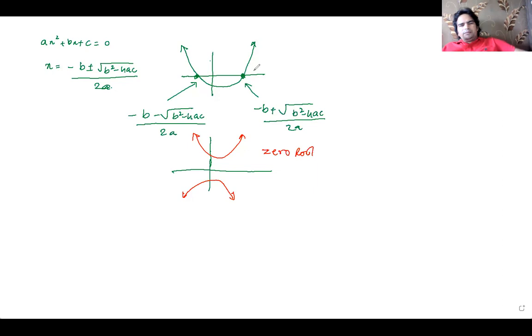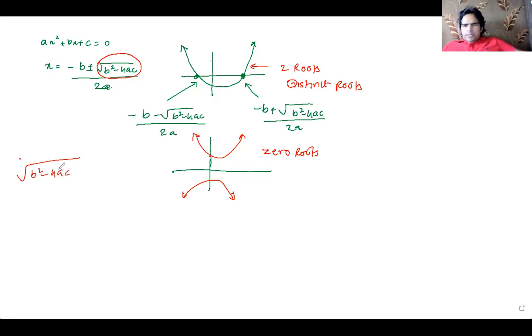Here we have two roots, two distinct roots. So what is the thing that makes this different from the other graph? Number one, when you look at a quadratic formula, the decider is this part, the root of b squared minus 4ac.